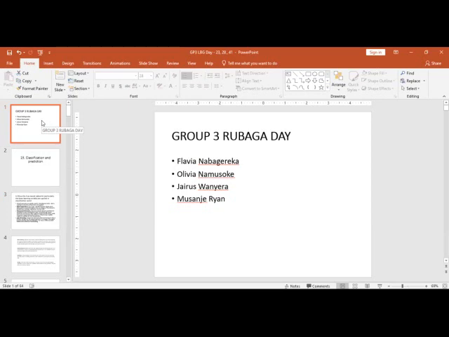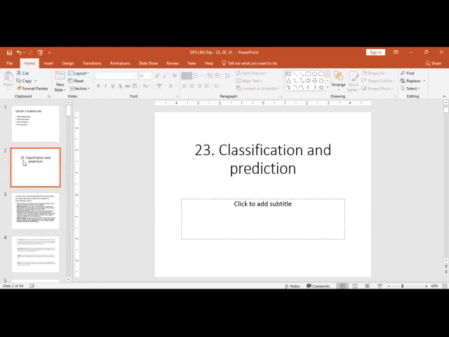I'm in group 3. So I'm going to discuss this first session. Number 23, the subtopic is classification and prediction.